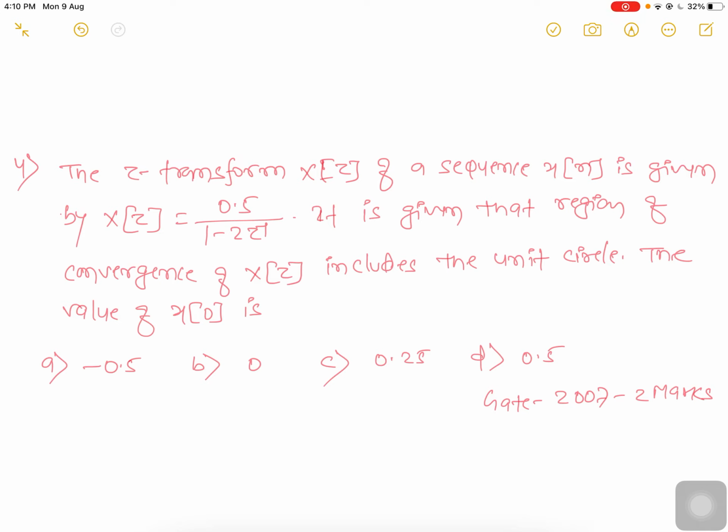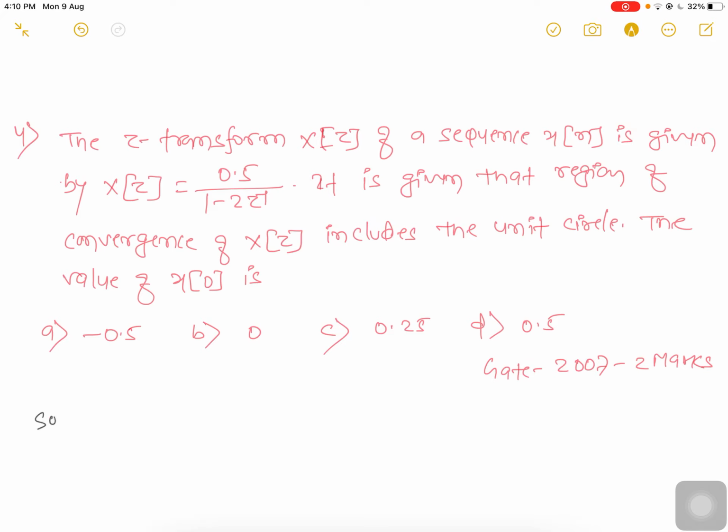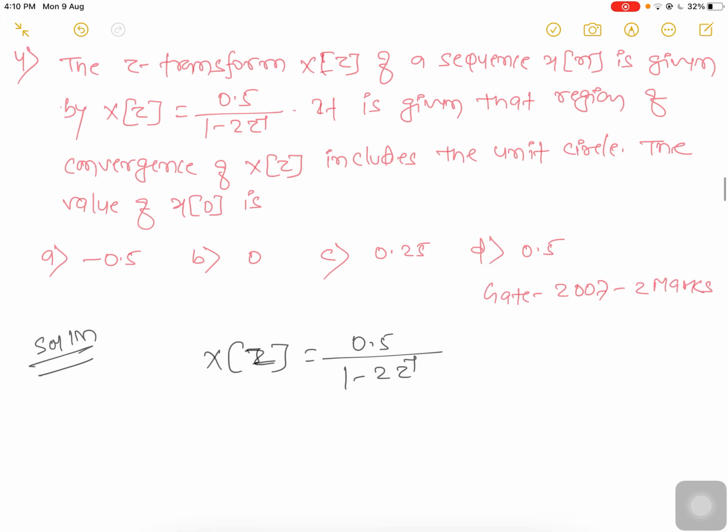Now comes the next question. The Z transform X(z) of a sequence x[n] is given by X(z) = 0.5/(1 - 2z^-1). It is given that the region of convergence of X(z) includes the unit circle. The value of x[0] is what we have to find. This was asked in GATE 2007. Given that X(z) = 0.5/(1 - 2z^-1).